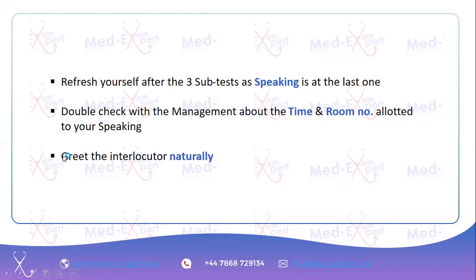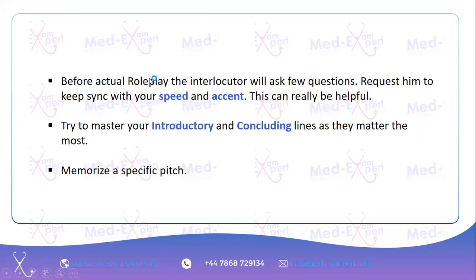First of all, you will enter a room and an interlocutor will be sitting beside the table, and you just have to greet the interlocutor naturally. You have to be very friendly with that interlocutor. Before the actual role play, the interlocutor will ask you a few questions, and he will tell you that these questions won't be marked. So request him to keep in sync with your speed and accent. This is very important. Don't be confused. Be confident.